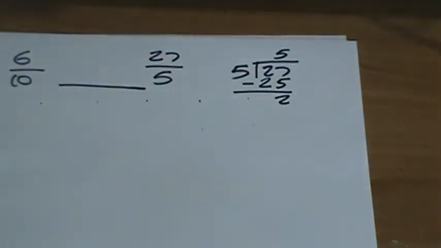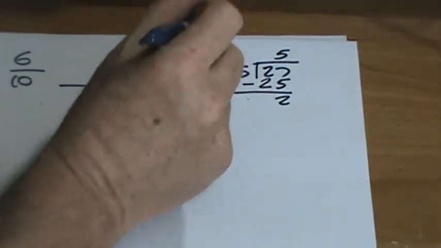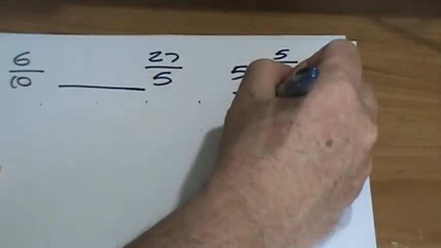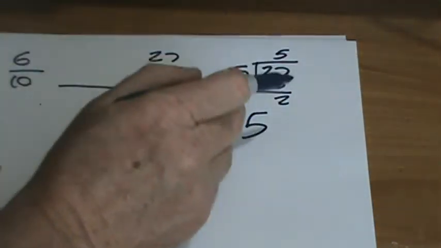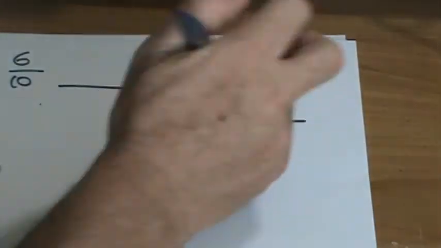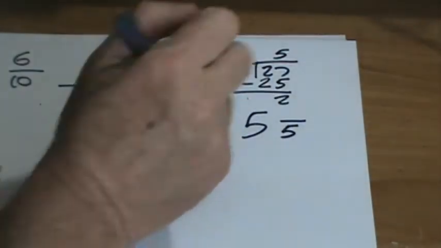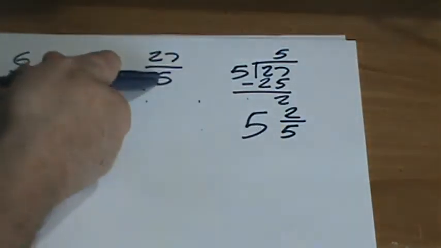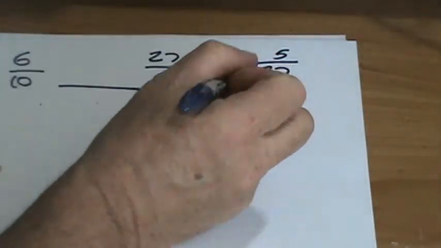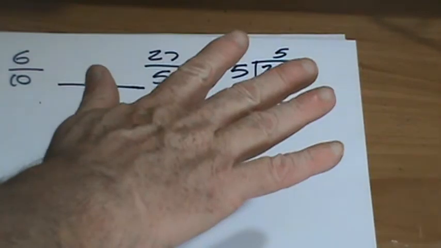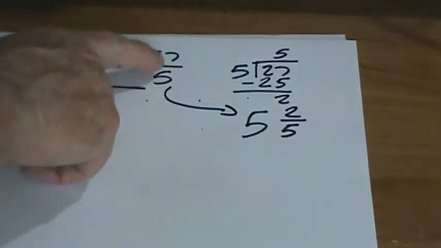So now, remember, these are the components. We start out with the quotient, or the answer to the division problem, which is 5. And that's our whole number. Then we know the denominator stays the same. The denominator does not like to change, and the numerator is the remainder. So 27 fifths equals 5 and 2 fifths, right? 5, 10, 15, 20, 25. There's 2 left over, 2 fifths.